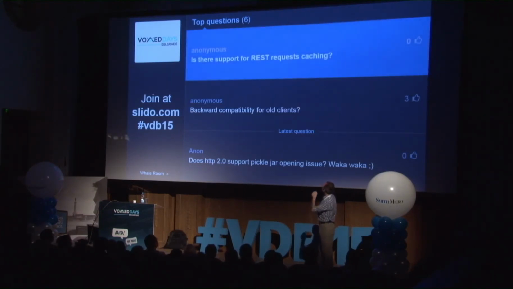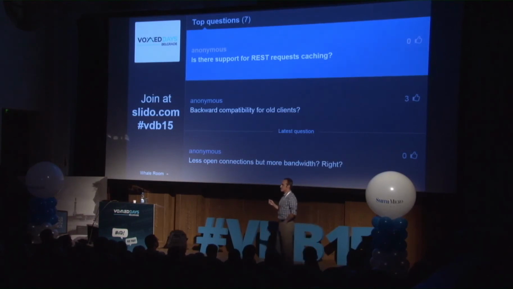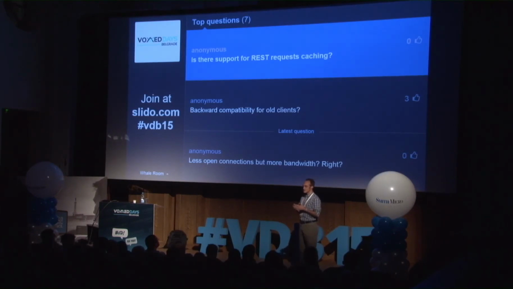Is there support for REST request caching? It's a strange question, but the answer is it's an orthogonal problem, all right? What happens is that you're just transporting strawberries. Rather than using a truck, very slow and very old, you're using a Ferrari, okay? That's the difference. But the strawberries are carried from A to B in the same way. They will arrive from A to B.